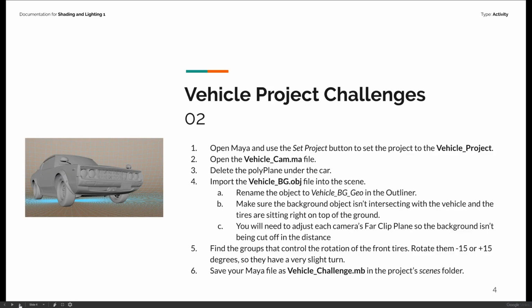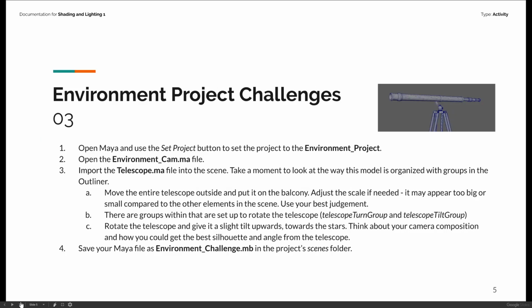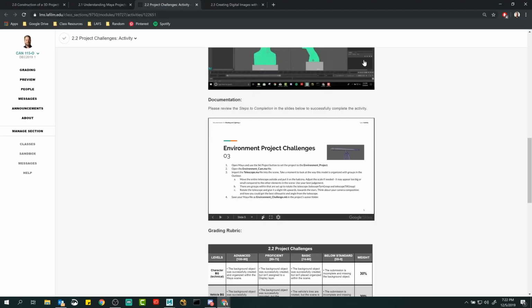This is just importing some stuff in, making a background for the vehicle, rotating the wheels. And on this one, we're going to be bringing in a telescope, rotating a couple things, learning how to place it properly on the balcony. And I think I'm honestly going to try to run through all this with you guys.